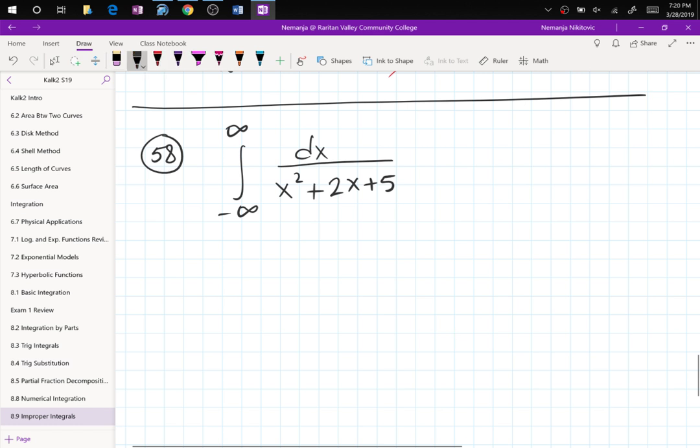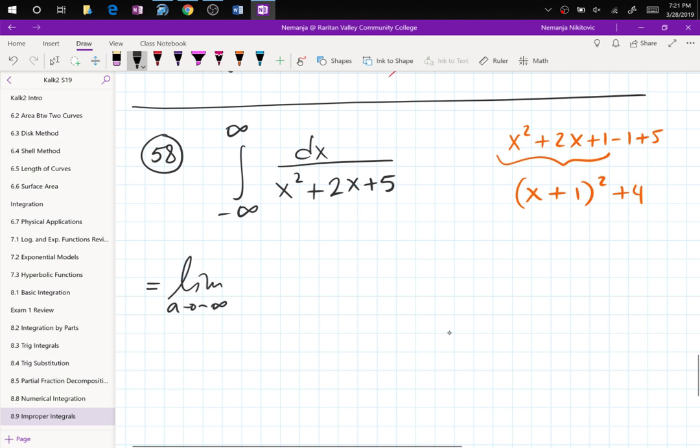We need to add and subtract 1. So to complete this square, x squared plus 2x plus 1 minus 1 plus 5. First, 2x, square root of the first, sign of the second, square root of the third, everything squared, plus 4. Break this into two integrals, do the limits and everything. So we're doing three steps in one.